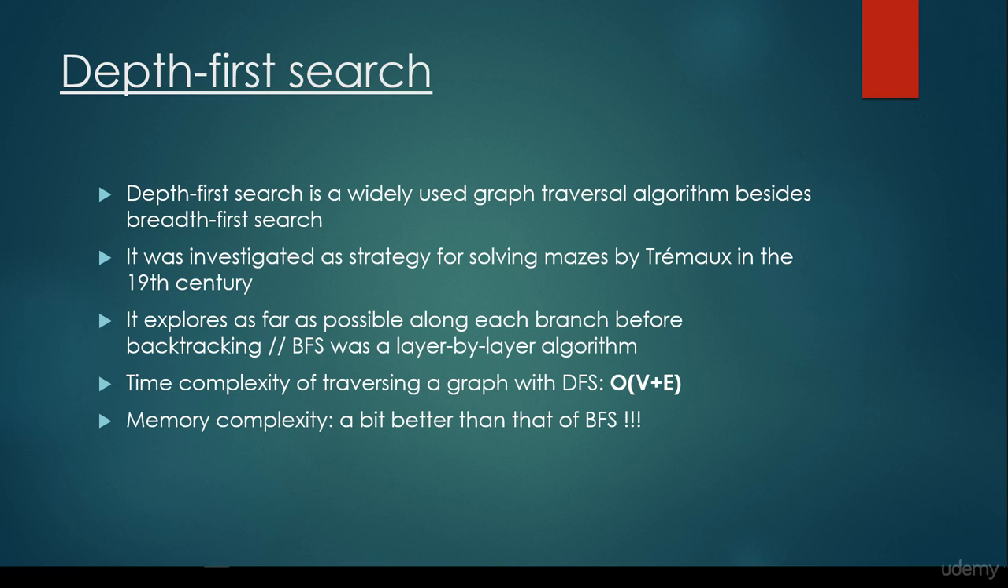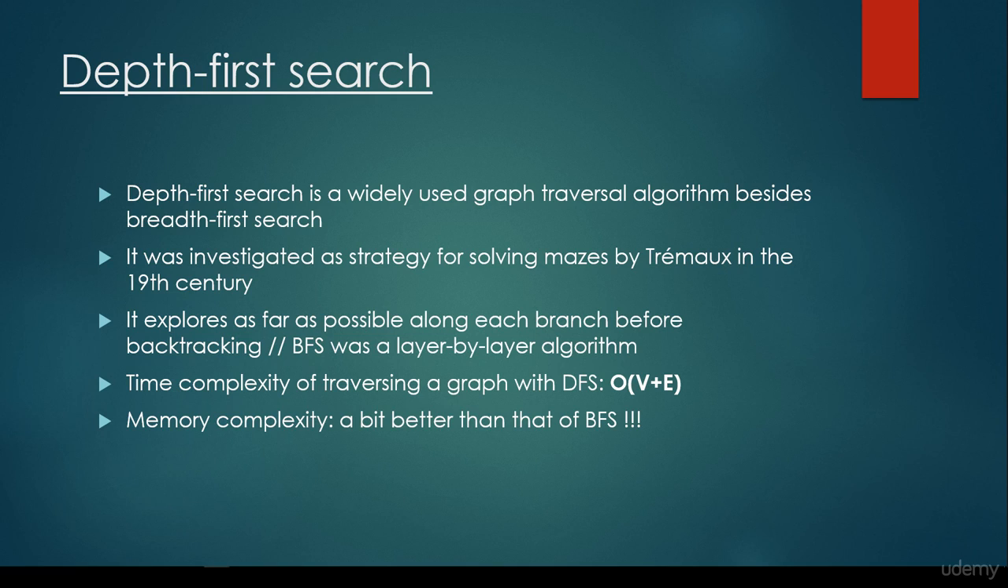It explores as far as possible along each branch before backtracking, and basically that's the most important difference between breadth-first search and depth-first search, because if you may recall, breadth-first search was a layer-by-layer algorithm. So breadth-first search, or BFS, is going to visit the neighbors first. Here, for DFS, depth-first search, it explores as far as possible. So maybe it's going to visit the furthest vertex before it visits its neighbor. So okay, that's the main difference between depth-first search and breadth-first search.